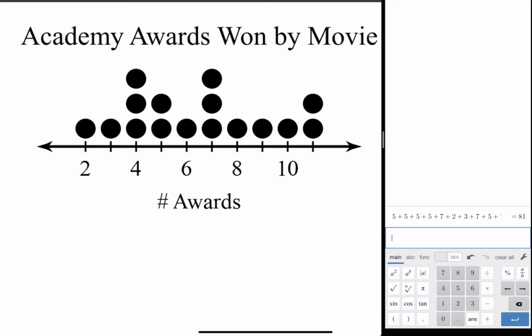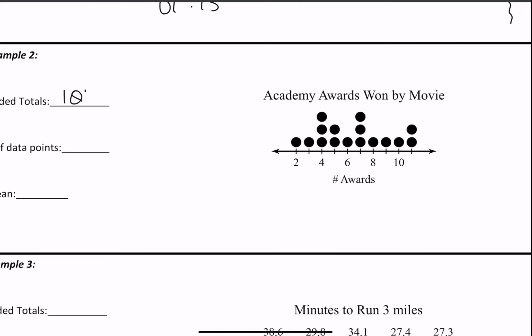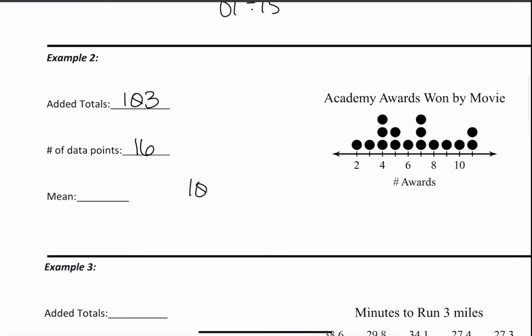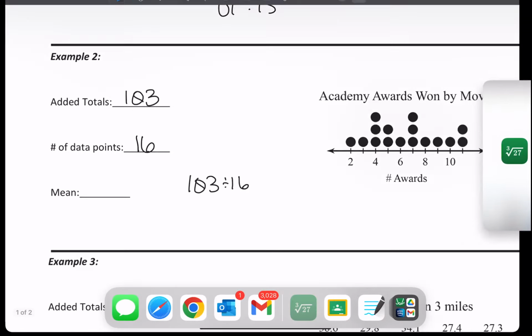So why don't you guys go ahead on your calculator and total up your answer? I'm not going to do the math anymore for this. And hopefully we got 103. Now I'm going to count how many data points that we have. Well, we have 1, 2, 3, 4, 5, 6, 7, 8, 9, 10, 11, 12, 13, 14, 15, 16. So we have 16 data points. So in our calculators, we're going to take 103 and divide it by 16. So let's see what we get.